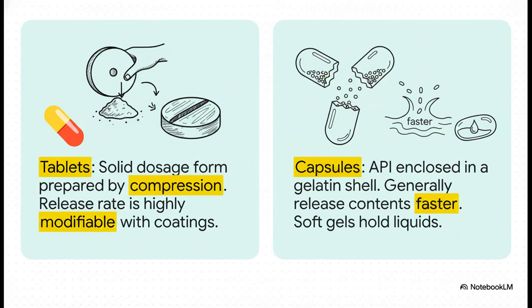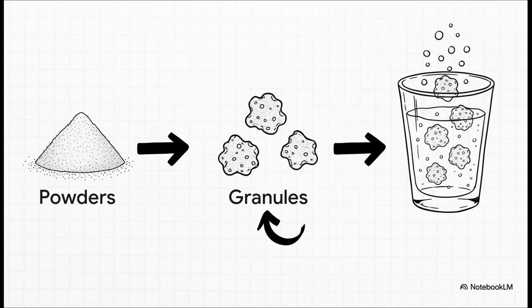Capsules are often about speed. The gelatin shell dissolves and poof, the drug is released. And of course you have soft gels, which are just this really clever way to put a liquid or suspension inside an easy-to-swallow shell. Now, we don't dispense pure powders that often anymore, but you have to remember that they're the building blocks for almost everything else.